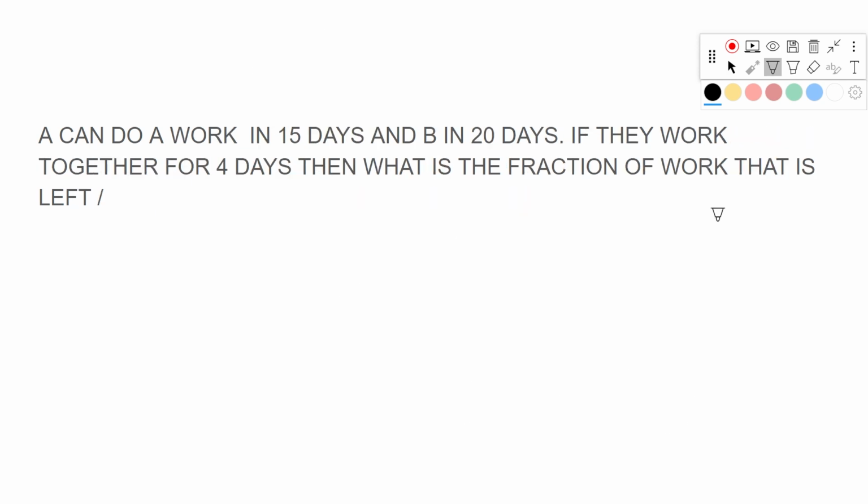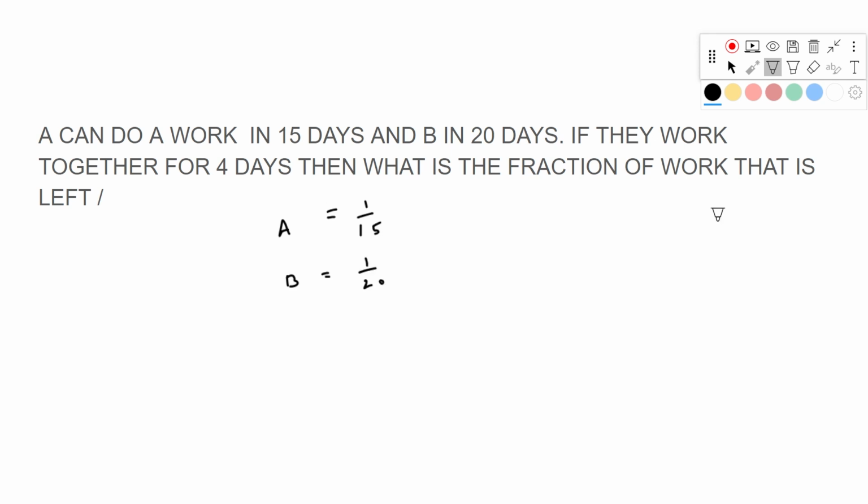Next important thing, A can do a work in 15 days, B in 20 days. If they work together for 4 days, then what is the fraction of work that is left, right? Okay, again same thing, A can do a piece of work in 15 days. That means A's 1 day's work is 1 by 15, right? B can do a piece of work in 20 days, so B's 1 day's work is 1 by 20.